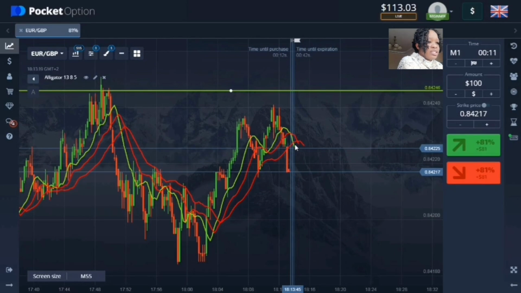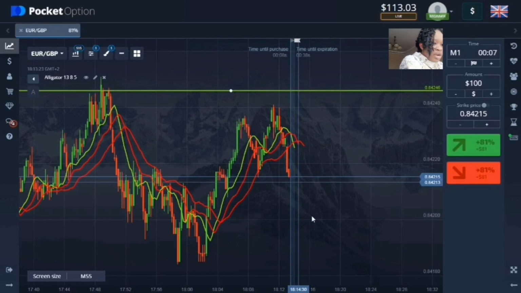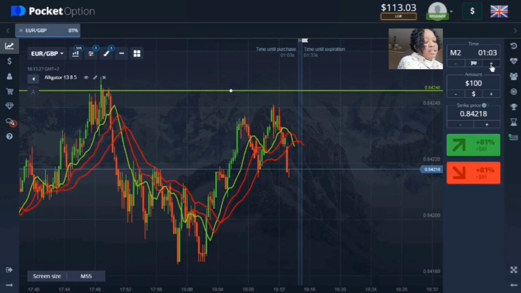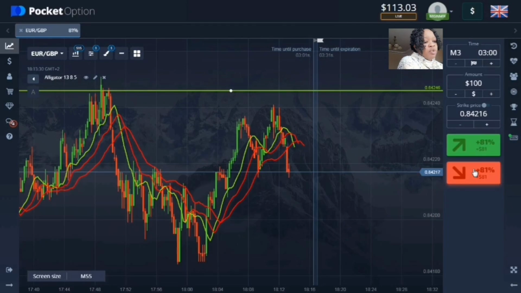So guys, here we can see from the resistance level there was a reversal, and at the moment the price is going down, and the indicator also tells us the same, and I think that very soon the price will continue its downward movement. So let's open a trade with down for 3 minutes and wait.